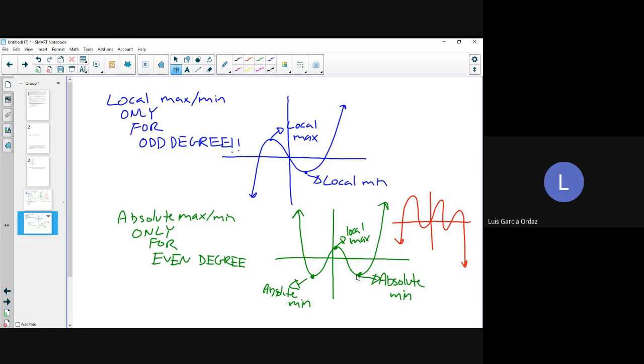So as you can see here, this is just a sketch. We have a max here, and a max here. Which one's the absolute max? The furthest one to the left or the one on the right? First to the left.